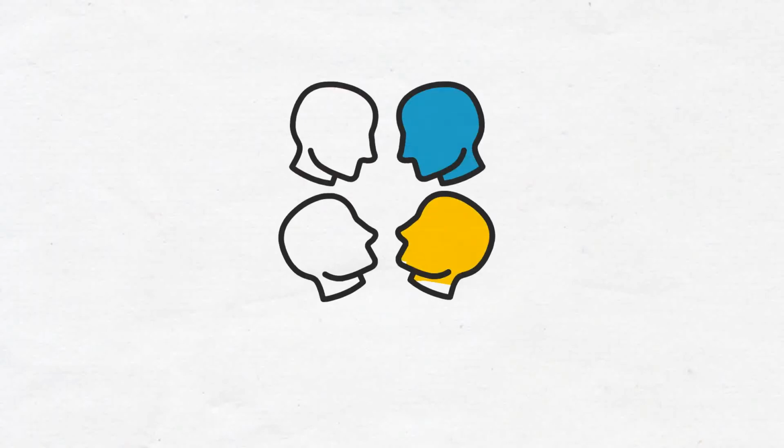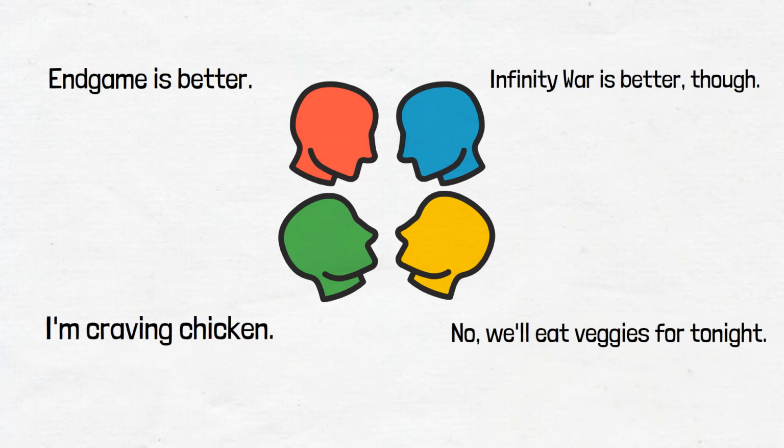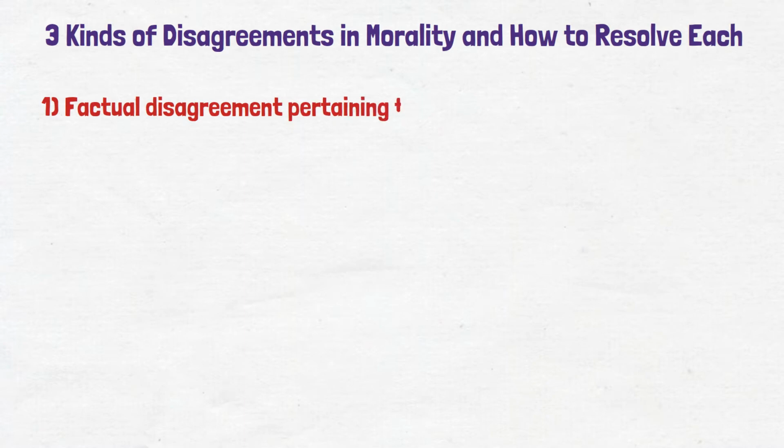People disagree about all sorts of things all the time. We disagree about what movies are better and what to eat for dinner. In this video, we'll discuss the three kinds of disagreements in morality and how, if possible, to resolve each of them.